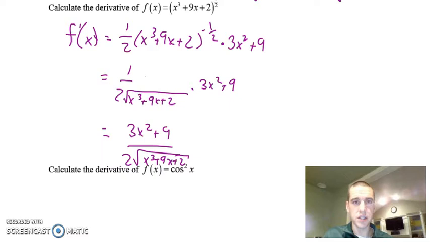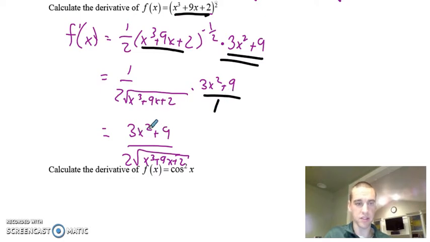And so what we did here was, this is the inside. This is the inside, the derivative of the inside. So we brought the 1/2 out, raised it to the negative 1/2, the derivative of the inside, 3x squared plus 9. Multiplied the two together, negative power means in the denominator, multiplied by, we can really put that over 1. And so our final answer, 3x squared plus 9 over 2 square root of x cubed plus 9x plus 2.